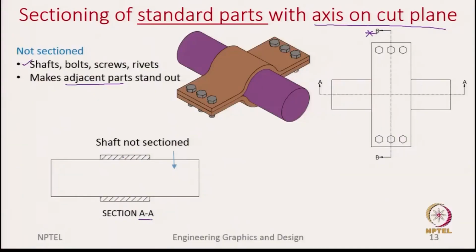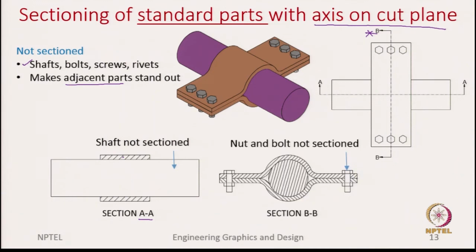Similarly, in section BB, what we notice is that for the bolt and the nut, we do not do the sectioning. Again, if you look closely, the axis of the bolt and the nut fall on the cutting plane. That is the reason why, though they are standard parts, we do not hatch. So, these are standard parts for which the axis falls on the cutting plane, and therefore, we have not hatched.